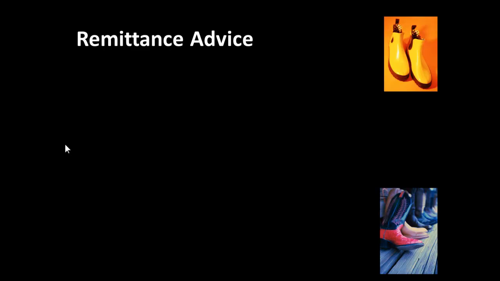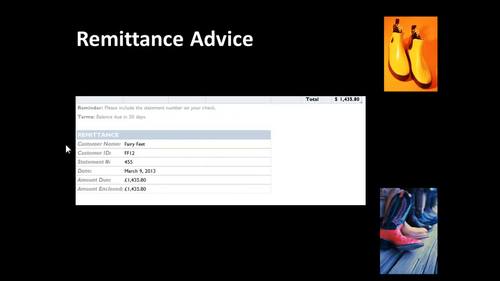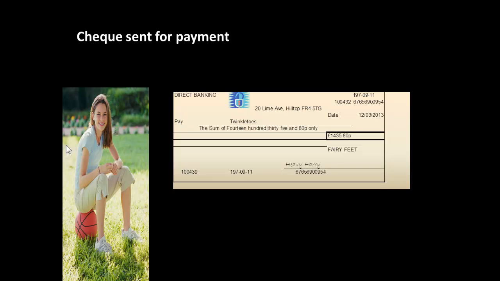So they will then return this slip, which is called a Remittance Advice, and the Remittance Advice they will fill in with the amount that they have enclosed, which here is at the bottom. Then they've enclosed 1435.80, which is of course the full amount due. And with the Remittance Advice, the other thing that they will send will be a check for the payment. So the check will be made out to Twinkletoes. It will show the amount in words and in the number. It will give the date, and it will be signed by the appropriate person.